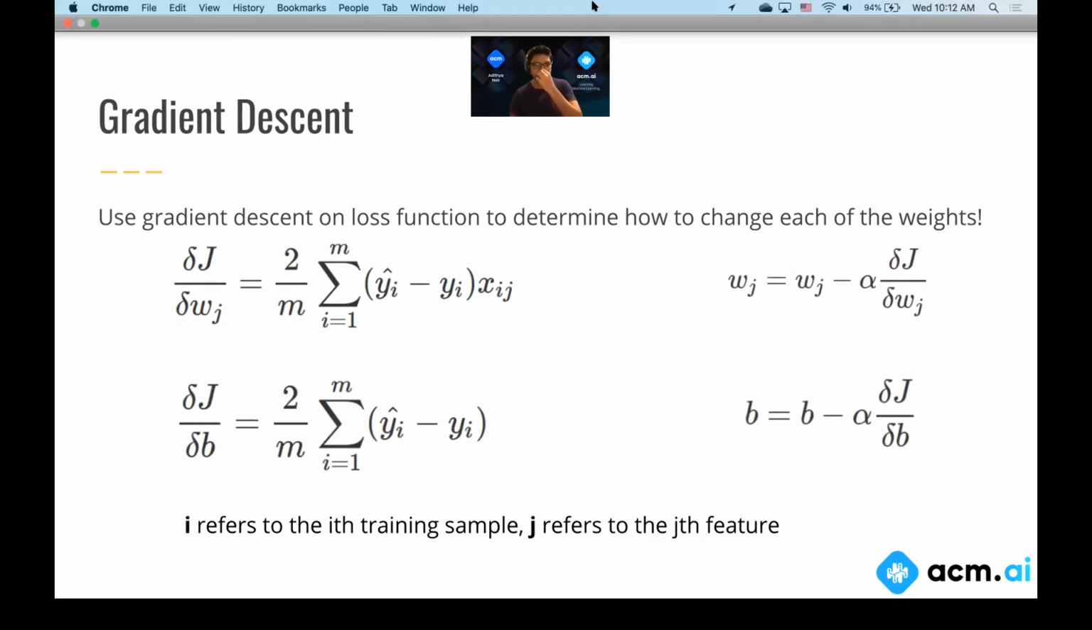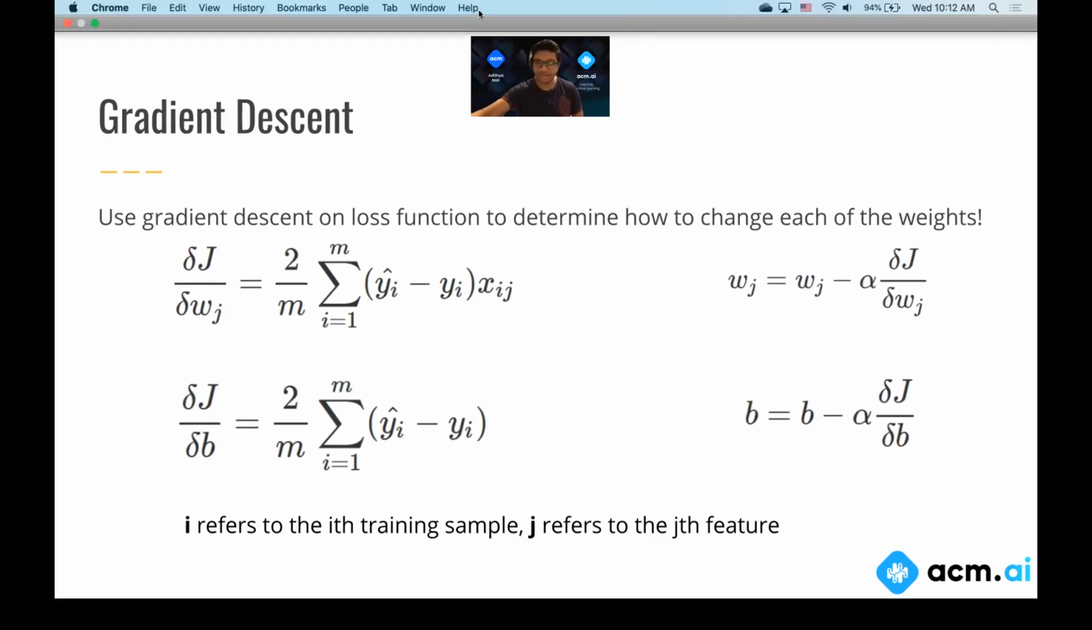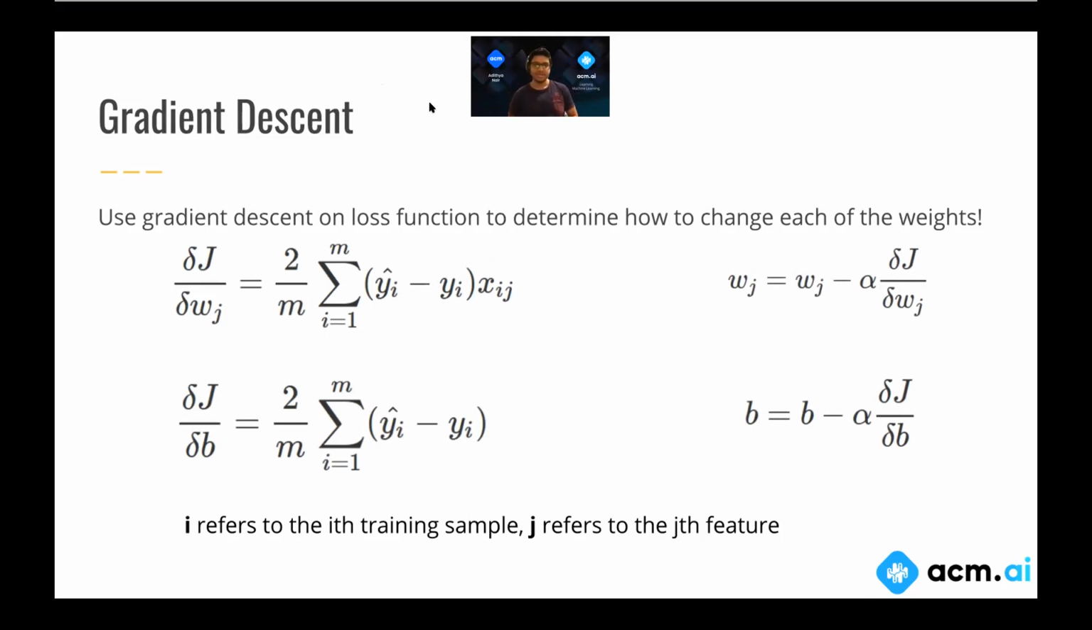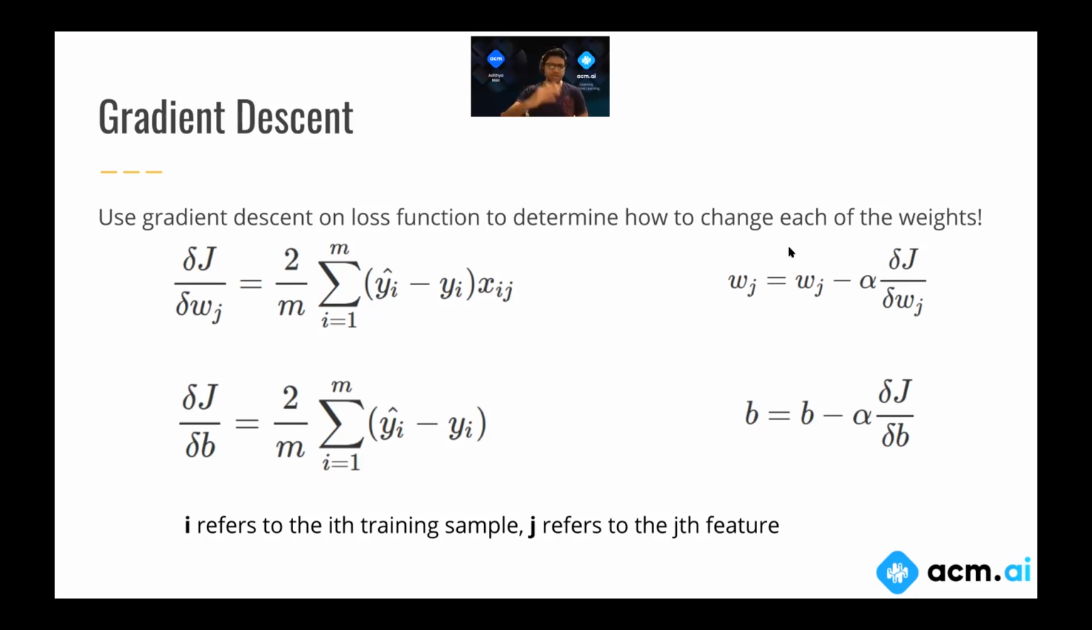The way the learning happens, where all the magic happens, is through gradient descent. The gradient descent for the loss function are the equations you see on the screen. The way you derive each one is pretty simple. You just differentiate the loss function with respect to every single weight and the bias, and you get the equation in front of you.